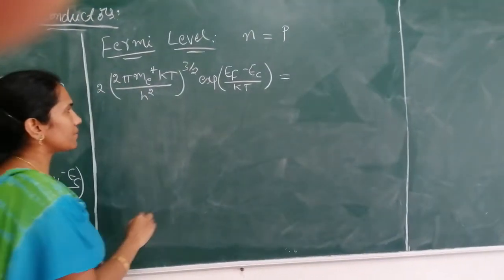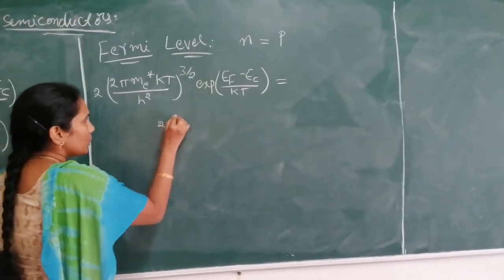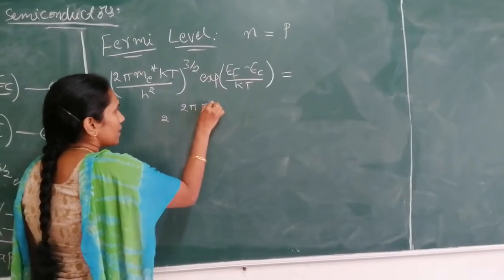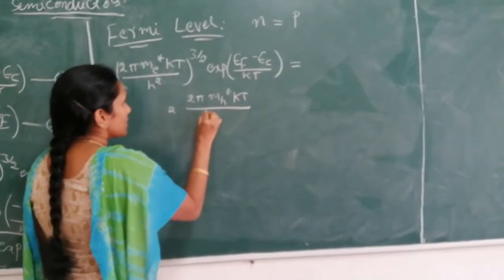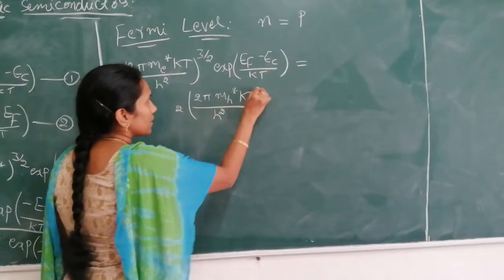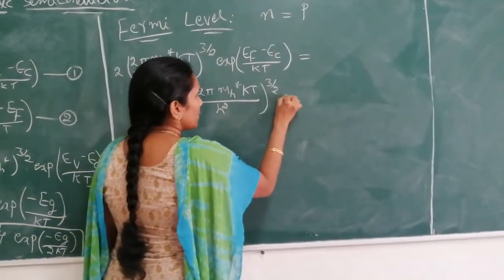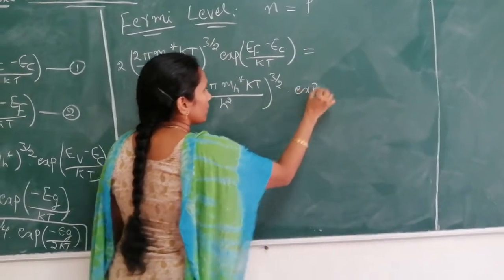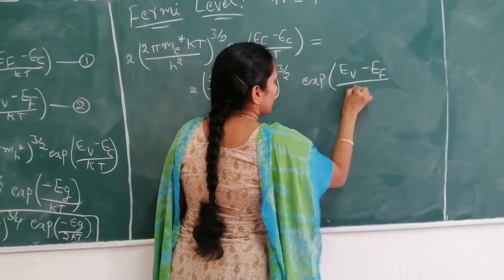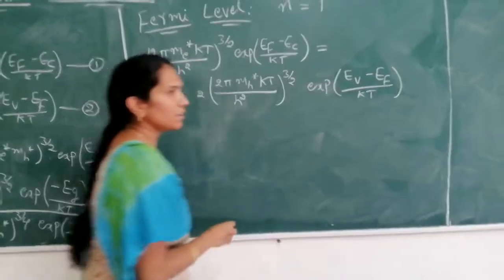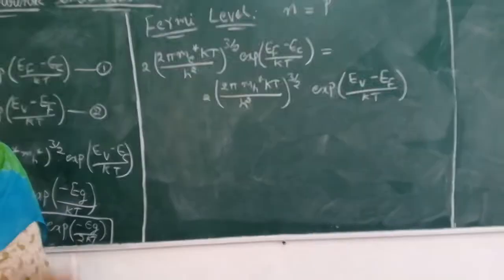Now what is the expression for number of holes? That is 2 into (2 pi mh star kT by h square) whole power 3 by 2 into exponential of (EV minus EF) divided by kT. This is the expression for number of holes. Now I am going to equate these two.